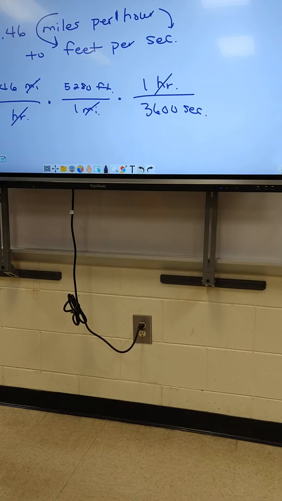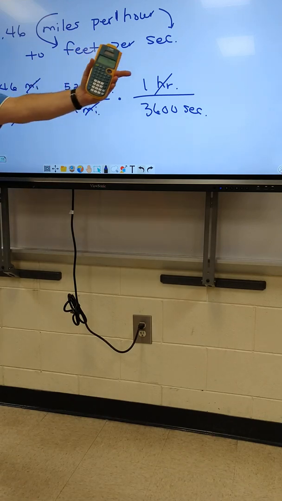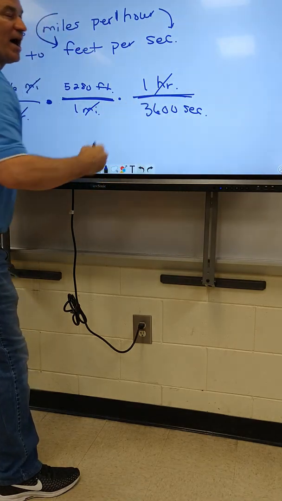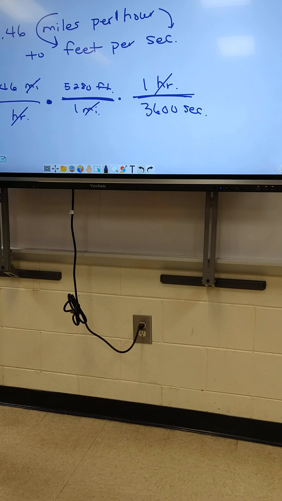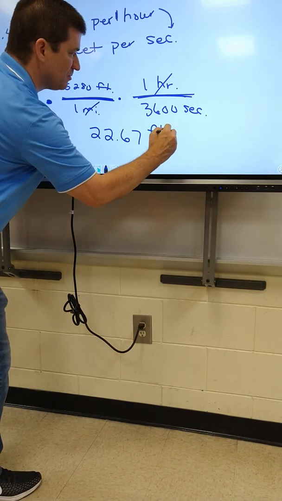All right, what do you think we do with the numbers that are on top? We times the numbers that are on top together. So let's do that in the calculator. 158.46 times 5,280. Hit equals. You don't have to times by 1. It's not going to change anything. Now, y'all want to guess what you have to do now with the numbers that are on the bottom? Hold on. What's that fraction bar mean? You got to divide by 3,600 because it's on the bottom. So divide by 3,600. My answer is 22.67 feet per second.